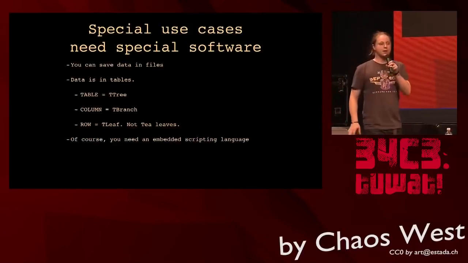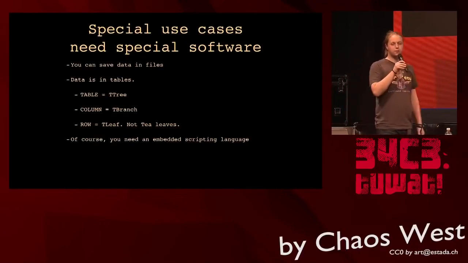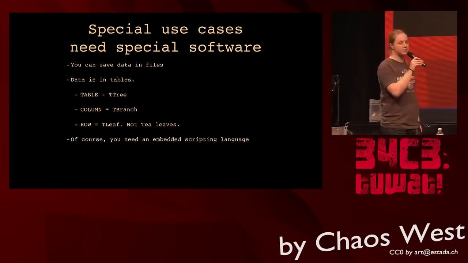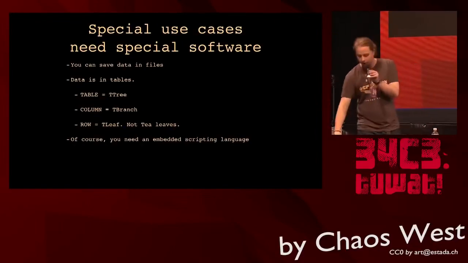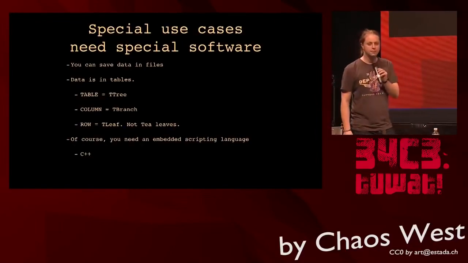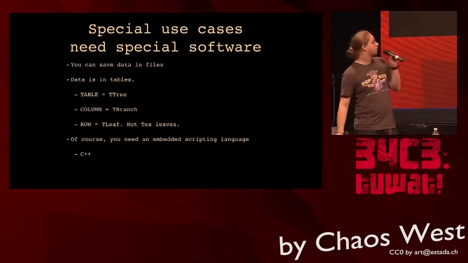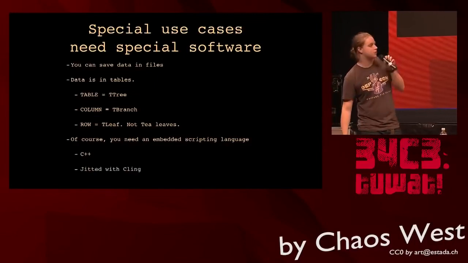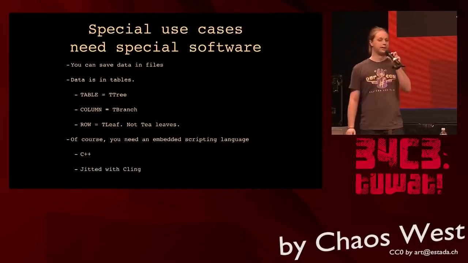And of course, when you have software that does this kind of stuff, you need an embedded scripting language. So what they did is they put this embedded scripting language in there. It's called C++. And it's interpreted by a Clang thing that was made into a just-in-time compiler called Cling, because it's interactive now.